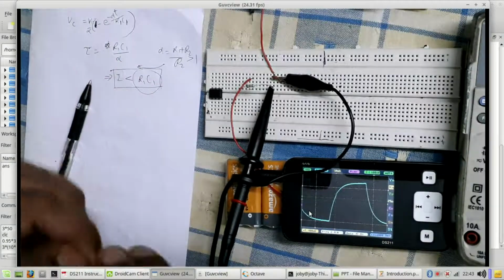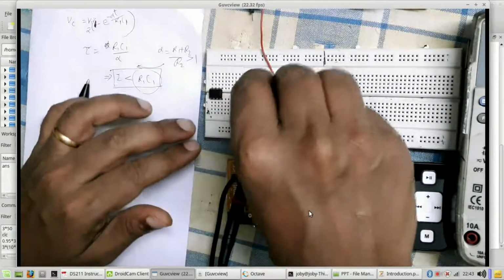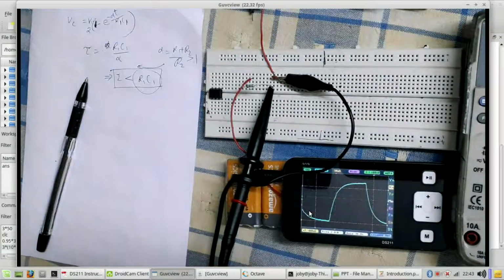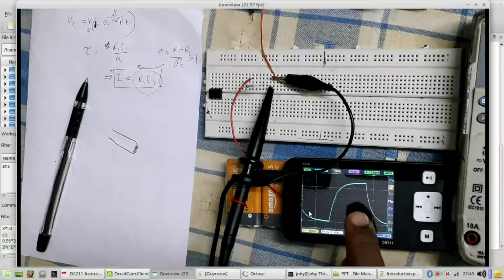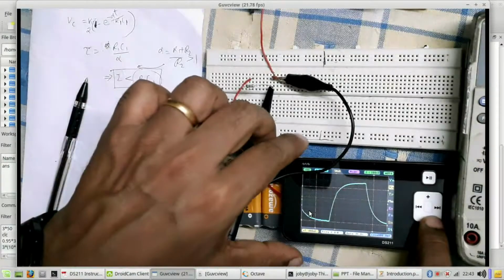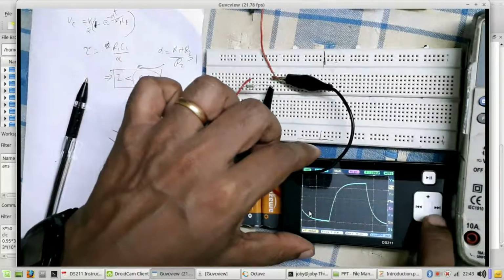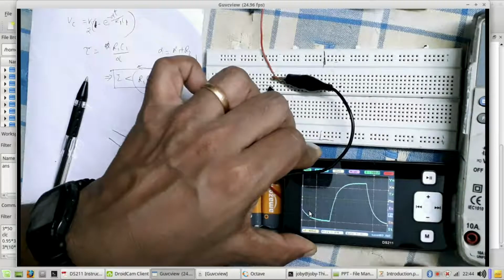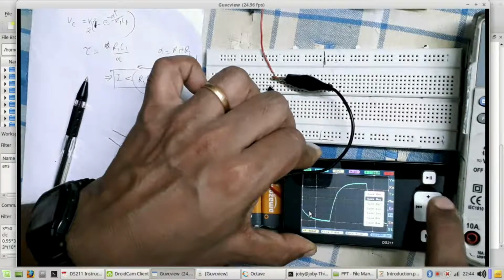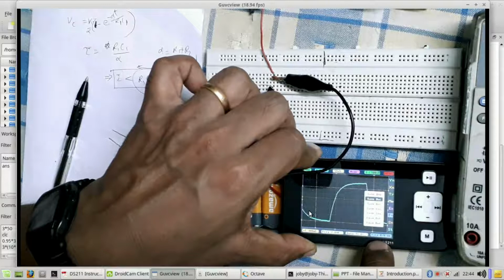10K across this. So you should observe here. We can also do another thing, which is to actually store this waveform on the oscilloscope, though it does not have two channels. So let us go and try and do that. Yeah, it is saving.